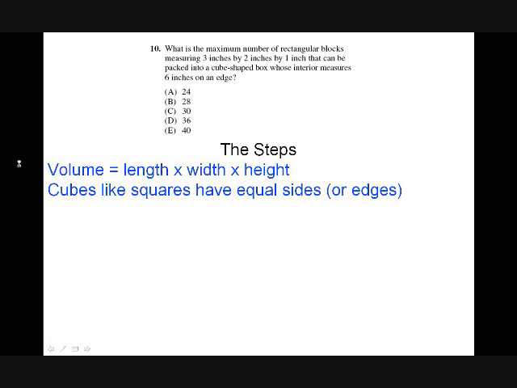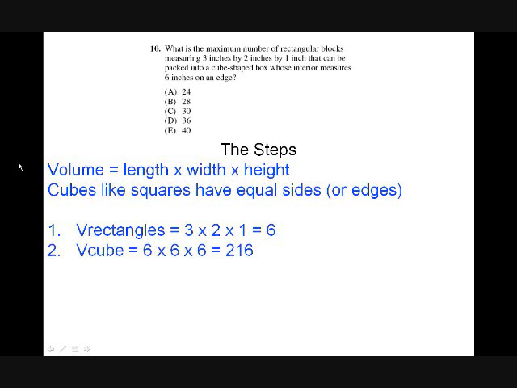Remember, volume equals length times width times height, and cubes, like squares, have equal sides or edges. So the length and width and the height of the cube would be equal to 6. So the volume of the rectangles is 3 times 2 times 1, which is 6. Those values were given to us in the question. And the edges of the cube were 6, as we mentioned before. So the volume of the cube is 6 times 6 times 6, which gives us 216.